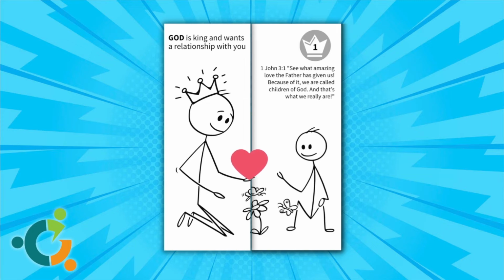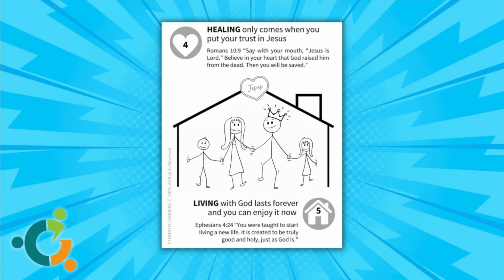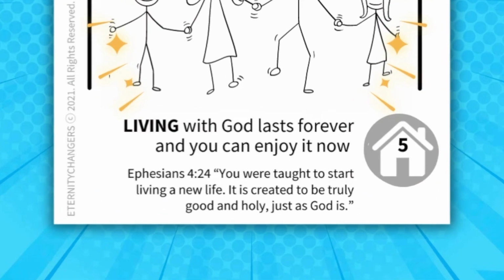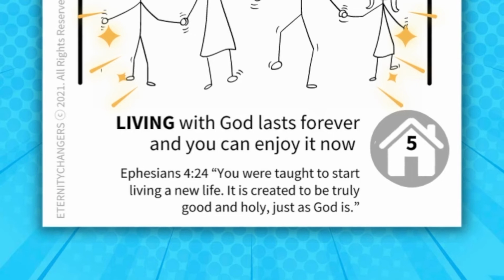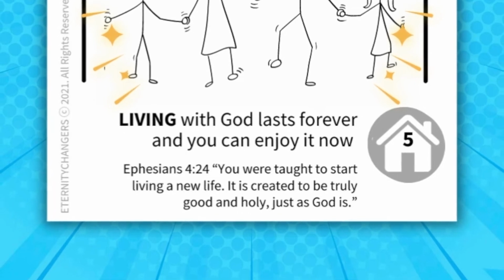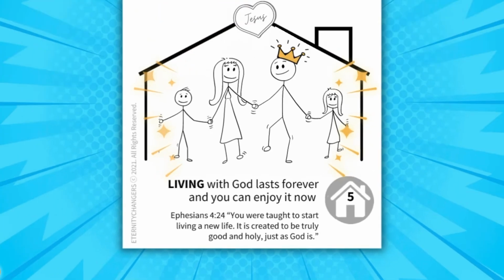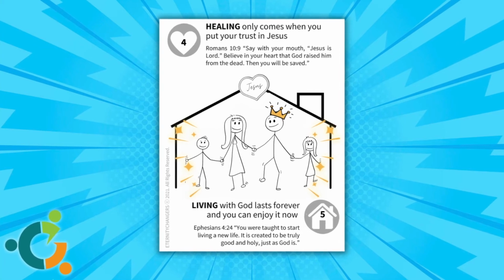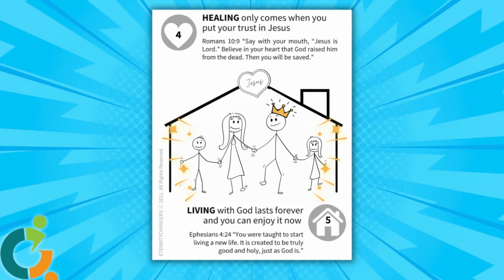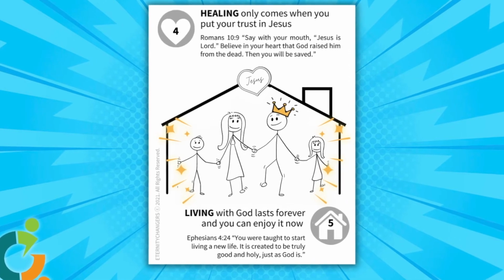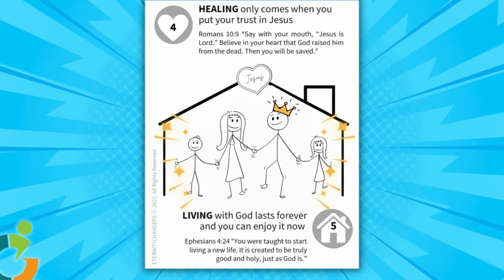You get to live with God. Living with God lasts forever, and you can enjoy it now. And that's what the house represents, living with God. Ephesians 4:24 says, "You were taught to start living a new life. It is created to be truly good and holy, just as God is." God has a really good life for you. He wants to live with you and walk with you forever. All you have to do is just start living with Him and trust that.